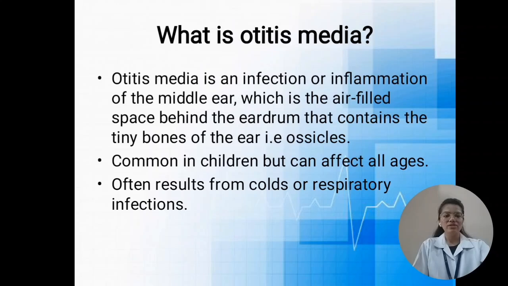First of all, what is otitis media? Otitis media is an infection or inflammation of the middle ear, the air-filled space behind the eardrum that contains the tiny bones of the ear, that is ossicles. Common in children, but it can affect all ages. Often it results from a cold or respiratory infection.